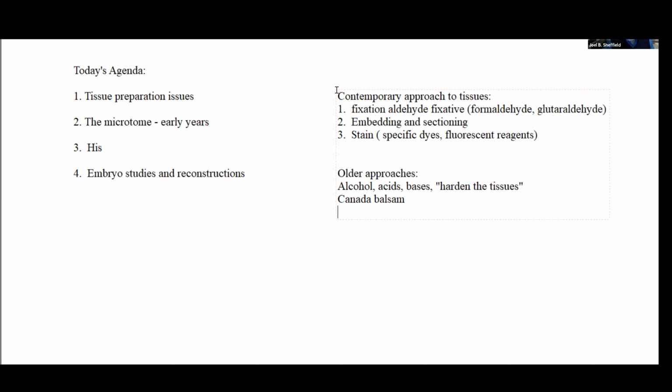And then as it became available, people became aware of paraffin. If I could only spell it correctly. And you'll see references to it as paraffin.